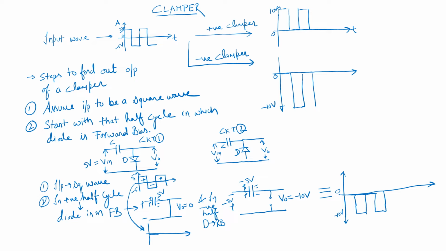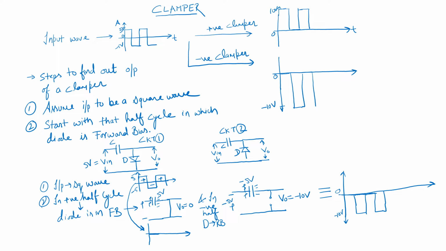Hello friends, so in this video we'll study about clamper. So clampers are of two types, positive clamper and negative clamper. As you can see, in positive clamper the wave is shifted in positive direction, and in negative clamper the input wave is shifted in negative direction.